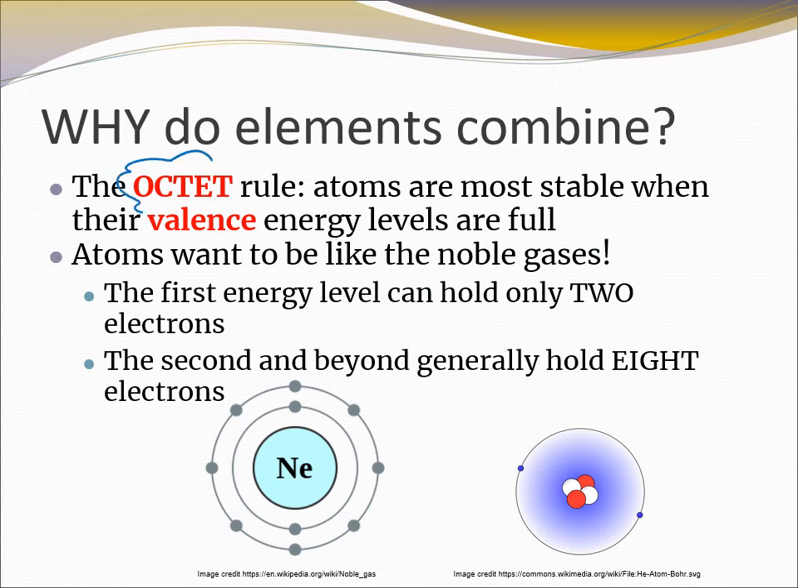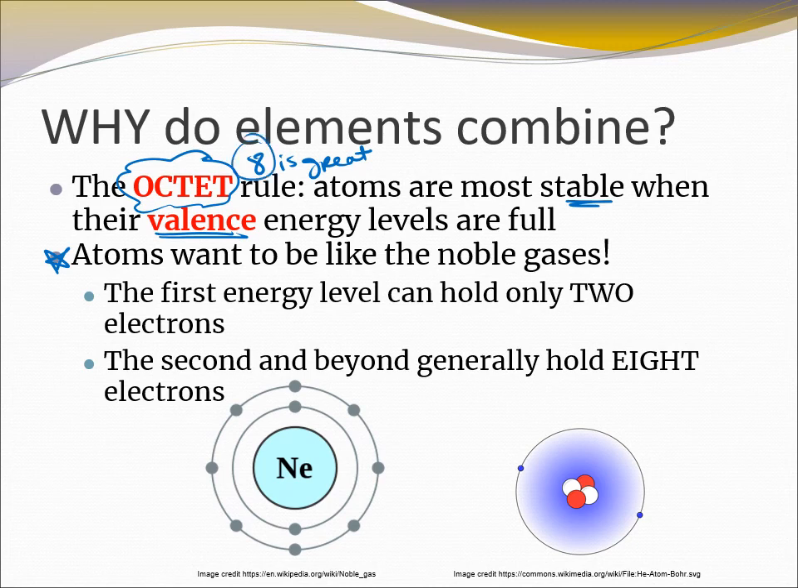So why even do elements combine? We have this magical thing called the octet rule. We like to say that 8 is great. Basically, what's happening is that atoms are very stable if their valence energy levels are full. Remember that valence energy level is the outermost energy level. Basically, atoms want to be like the noble gases because they have full valence energy levels.